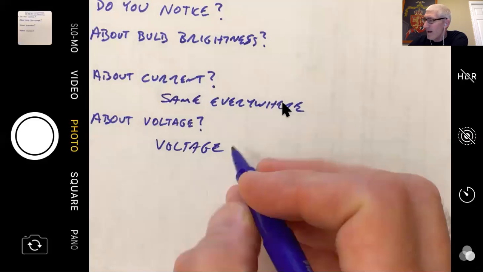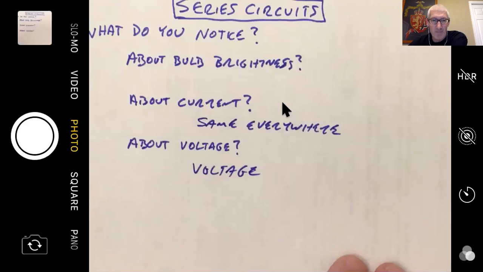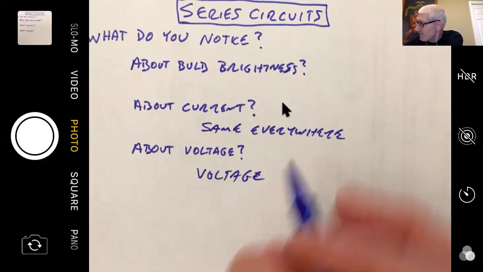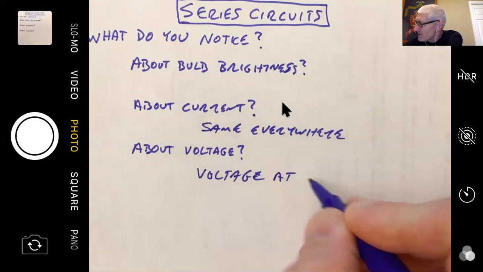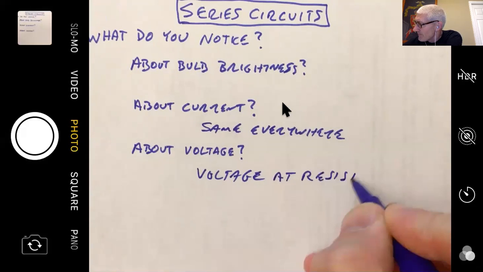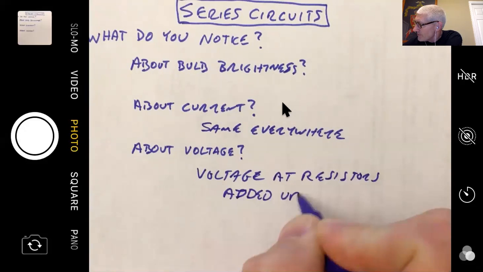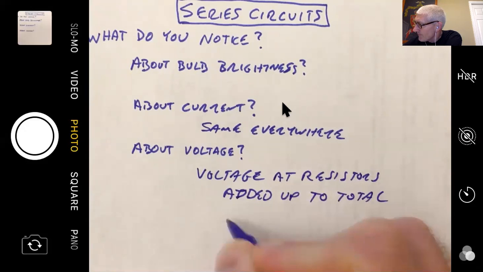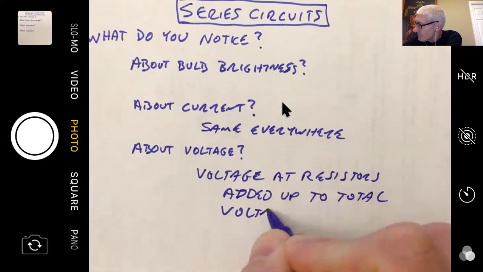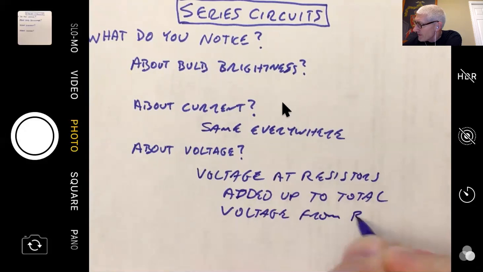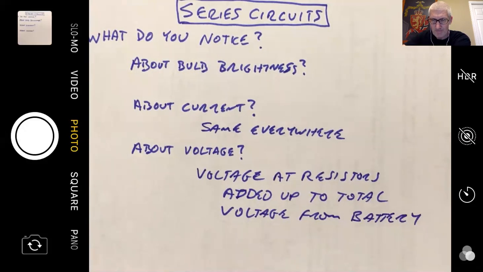About the current, it is the same everywhere. And then the voltage, we would say that the voltage at the resistors added up to the total voltage from the battery. Because the battery is what provides the voltage, it's what provides the energy. And there's a simpler way of writing all this. So this is for a series circuit.